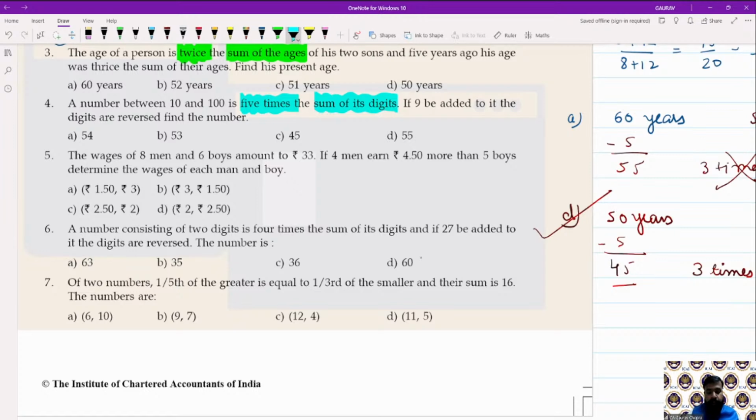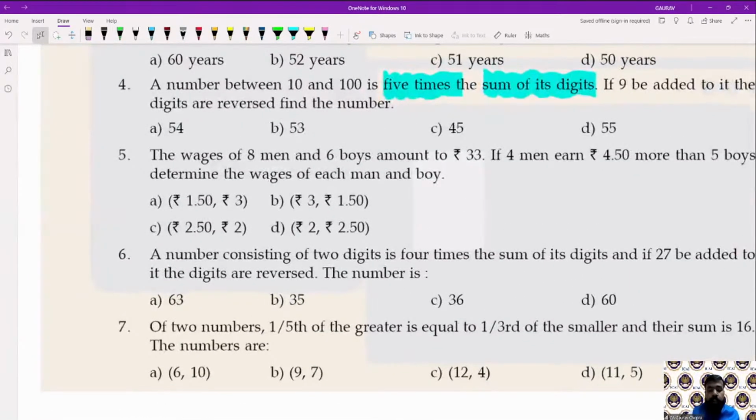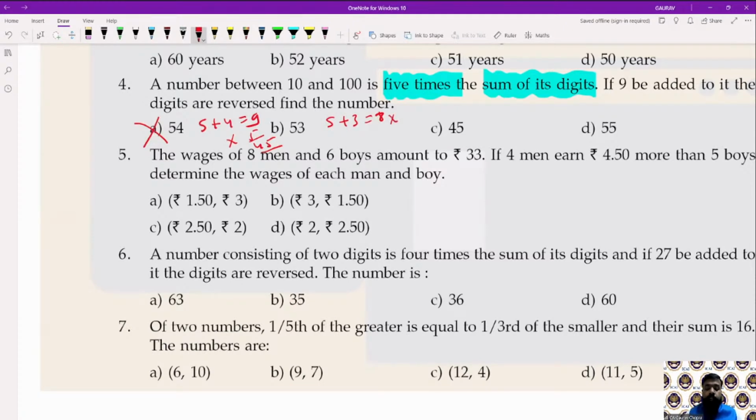तो हमें ऐसे ऑप्शन से चेक करना है. So let's check from the option, 5 and 4, 54. If we add 5 plus 4, we are getting 9. अब 9 का 5 टाइम्स कितना होता है 45, but here it is 54, so 54 is incorrect. Let's check the second option, 53. 5 plus 3 is 8. Now 5 times of 8 is 40, so the number is again not matched, incorrect. Third one, 45. 4 plus 5 is 9, and 5 times of 9 is 45. Now option number C is correct. Okay, so in this way we can give the answer.